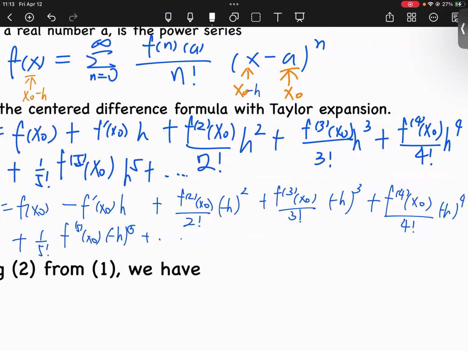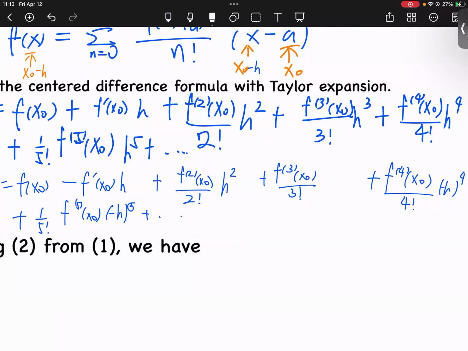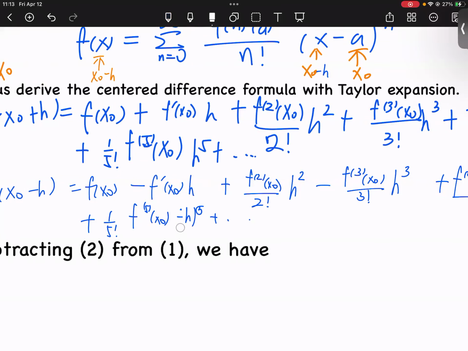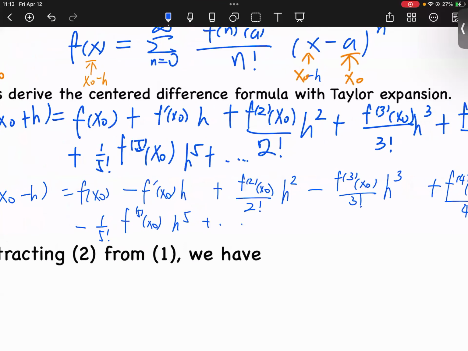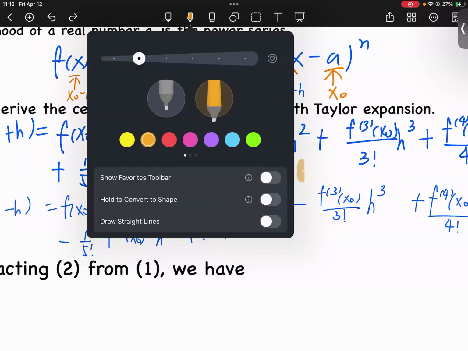And then for the even order terms, I got h squared. And this is the odd order term. So I got the subtractions here, and then h cubed. And the even order term here is just h to the 4. And then once again, I got the odd order term, h to the 5, and I got a subtraction sign here. And now I'm going to do the subtractions. I have two equations. I have equation 1.